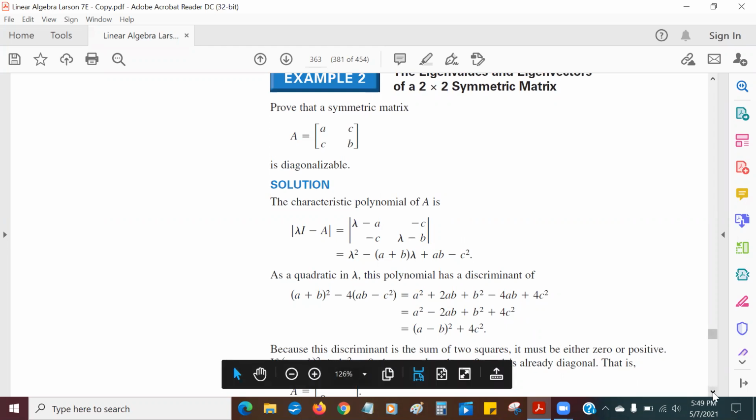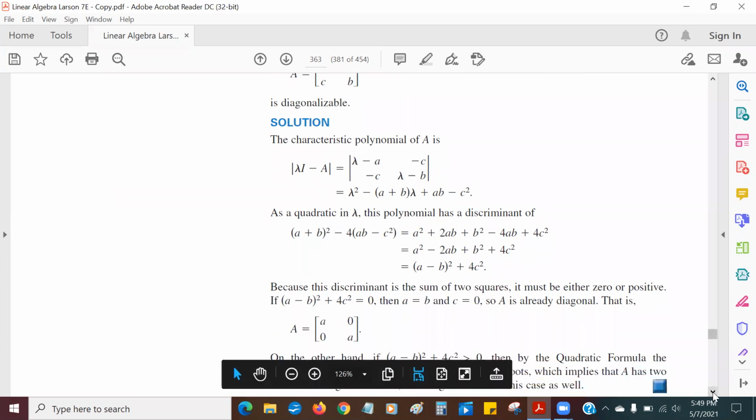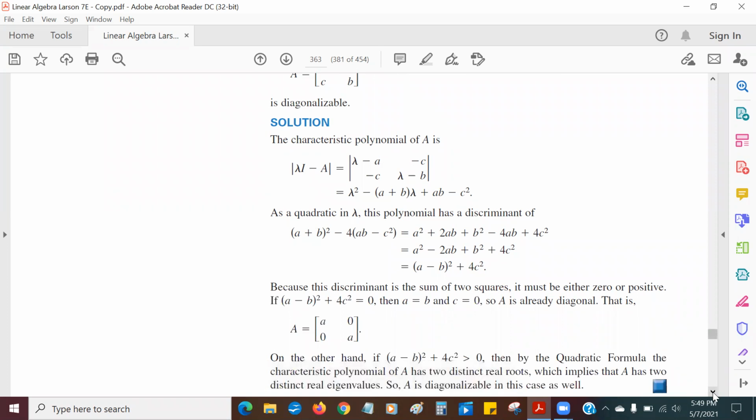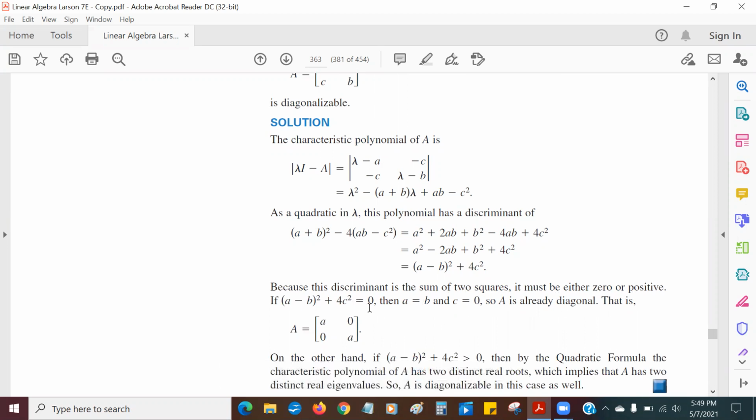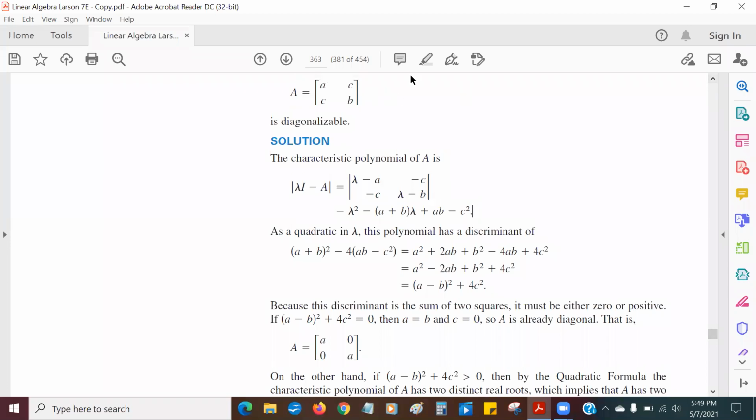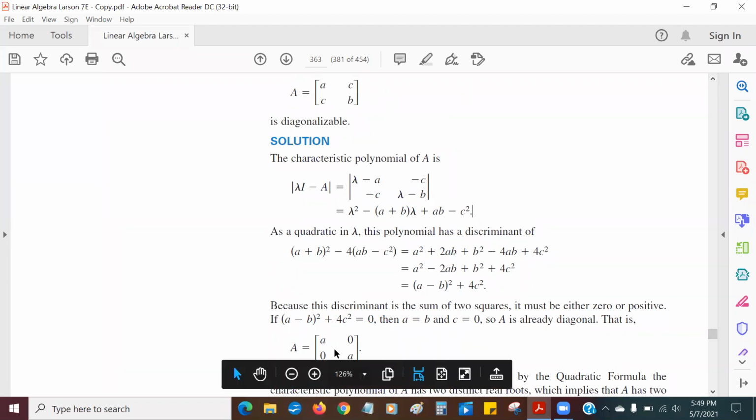So let's take both possibilities here. Because the discriminant is the sum of two squares, it's going to be 0 or positive. If the discriminant is 0, the only way that's going to happen is if A is equal to B and C is equal to 0. So my matrix, A, C, C, B, winds up being A, 0, 0, A. Well, that is a diagonal matrix. So I don't have to prove it's diagonalizable. It is diagonal in that case.